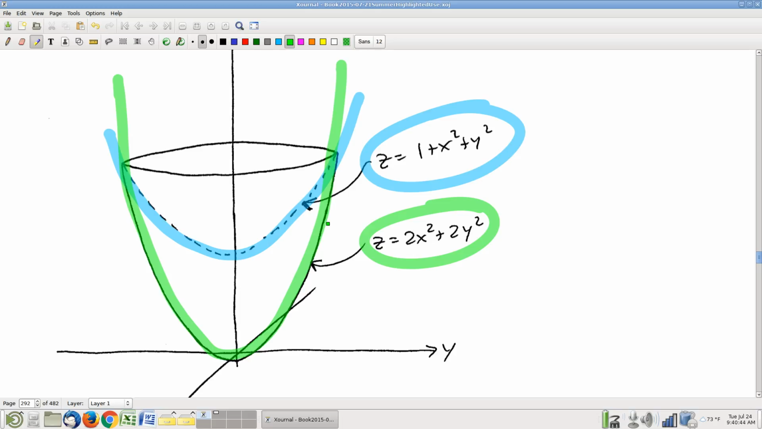They have parabolic cross sections, but they have different vertices and different steepness. So this is what these two bowls look like. Make sure that you can do that. Make sure you're comfortable looking at these equations and deducing what kind of surfaces these are, being able to draw them reasonably well.